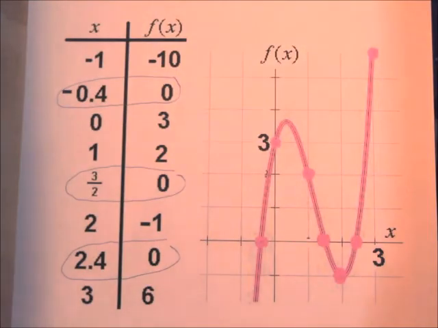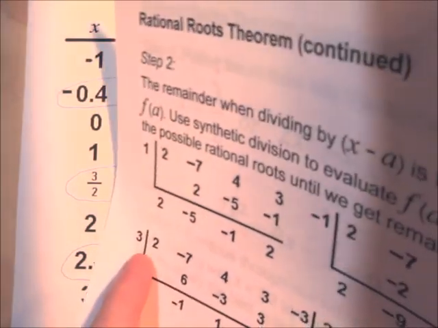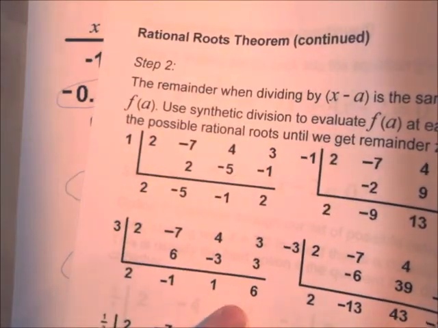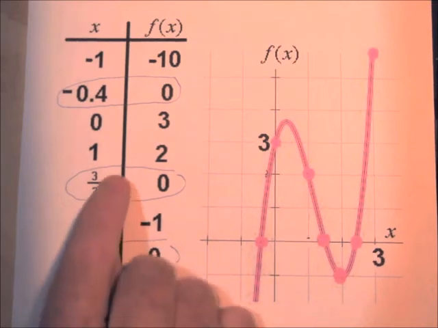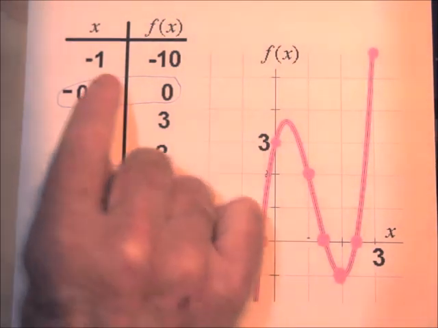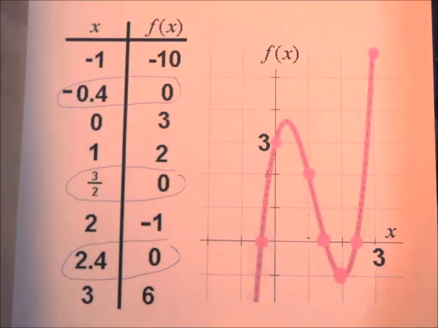F of 2 is negative 1. We have to compute that. That was not one of the ones we computed. F of 3, we already computed with the synthetic division. F of 3 is 6. So even though those did not turn out to be zeros, the computation was not wasted. We can still use that information to make the graph.